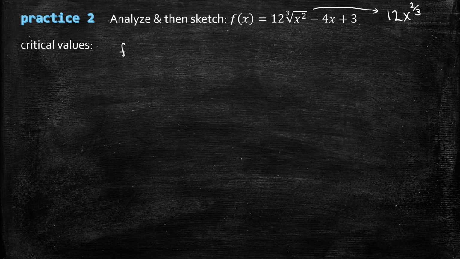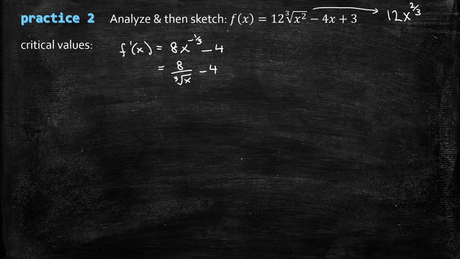And that would make f prime x. If we bring the 2/3 down and multiply by 12, we get 8. When we subtract 1 from the exponent, we get x to the -1/3, minus 4. And it's convenient to rewrite that as 8 over the cube root of x, minus 4, especially if we're going to plug in values for x.